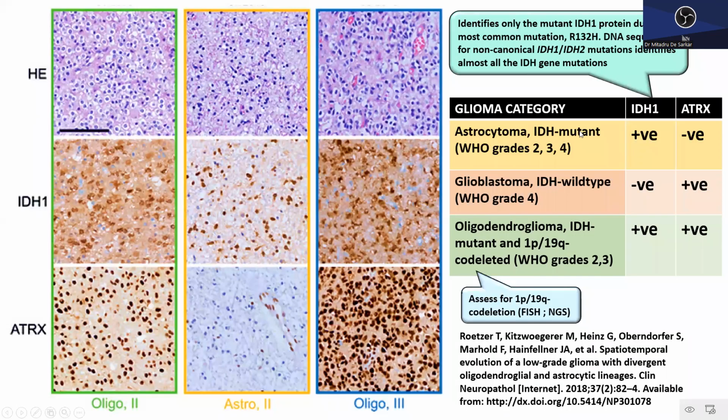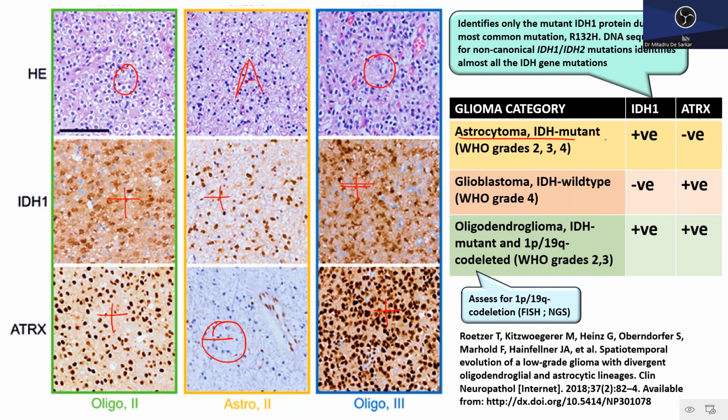So how do these cases differ from each other as far as the IDH and the ATRX expression pattern is concerned? The first and the last cases are basically oligodendroglial, whereas the second case is an astrocytic tumor. We see that the IDH is mutated in all the cases, and the mutant IDH protein is expressed in all the cases. However, ATRX expression is retained only in the case of oligodendrogliomas, while it is lost in the case of the IDH mutated astrocytomas. So that's how you will differentiate these two important categories of tumor.